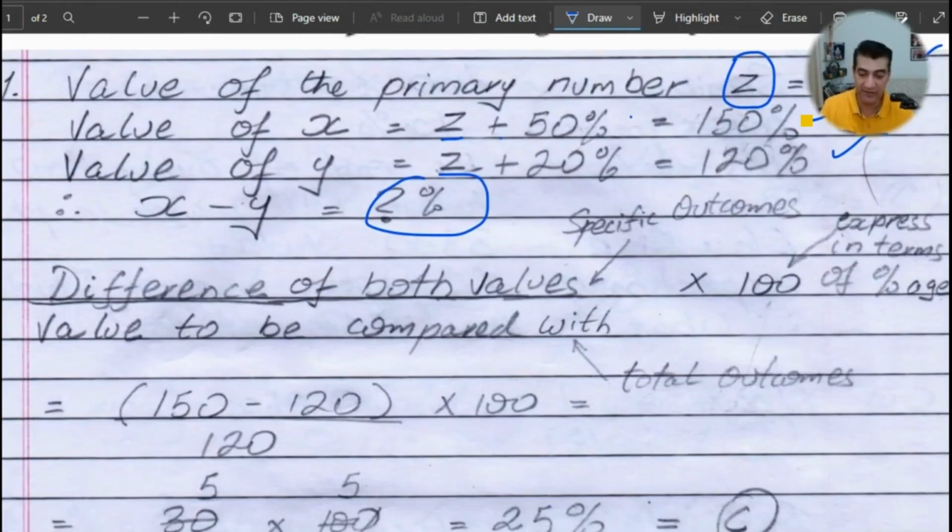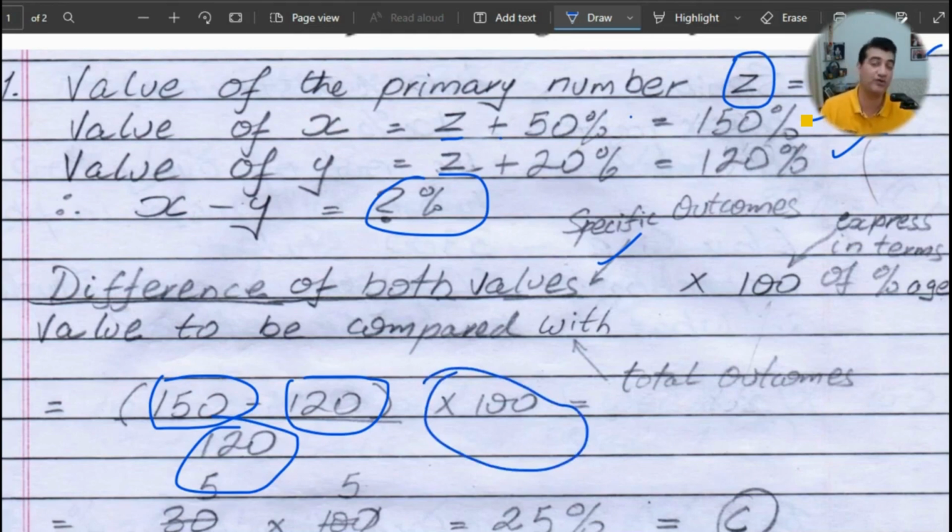We would first find out the difference between both of these values, which would be the value of x less the value of y, upon the value of y, 120. Why? Because this is the value that we want to compare x against. And we would multiply this by 100 because we want to express it as a percentage.